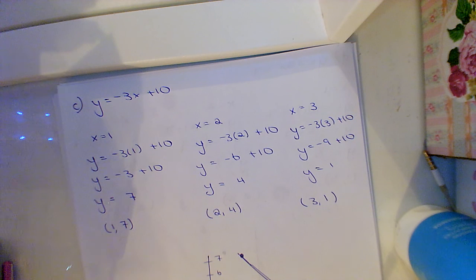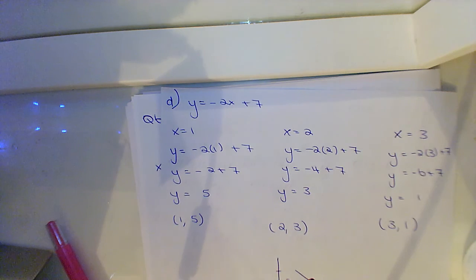The next one then I have is D. So I have the line y is equal to minus 2x plus 7. So to get 3 points, I let x equal to 1, x equals 2, and x equals 3. So sub it in. When x is equal to 1, I get the point 1, 5. When x equals 2, I get the point 2, 3. And when x equals 3, I get the point 3, 1. And then I plot it.